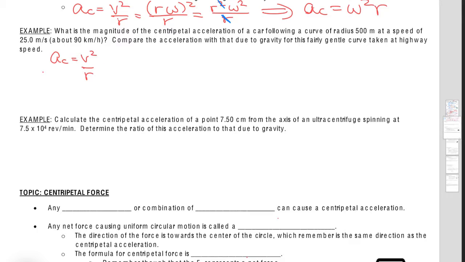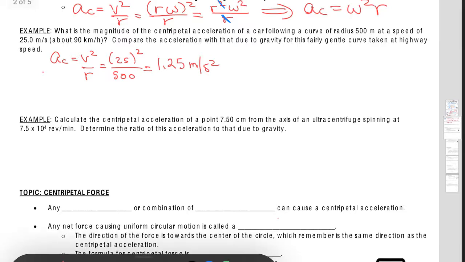So we're going to plug in our velocity, which is 25 meters per second, and divide it by our radius. So we're going to do 25 squared over 500, and you get a centripetal acceleration of 1.25 meters per second squared. So you can see very easily we plug in numbers, we multiply, we divide. Now the second half of the question talks about what is essentially the ratio of centripetal acceleration to g.